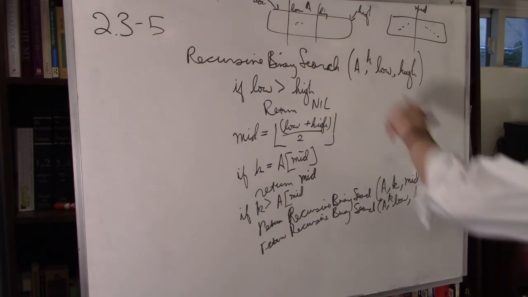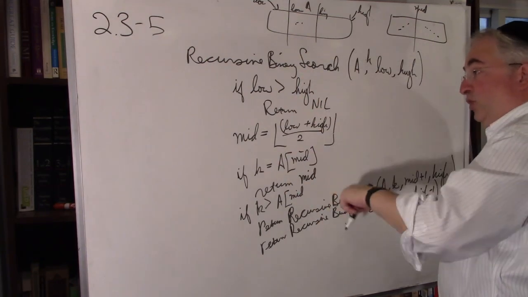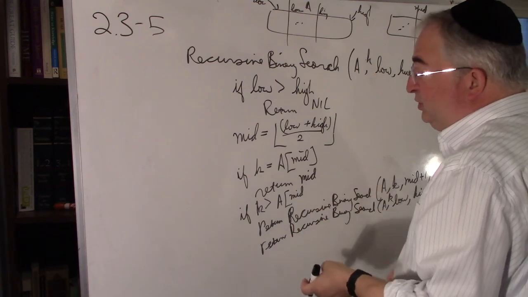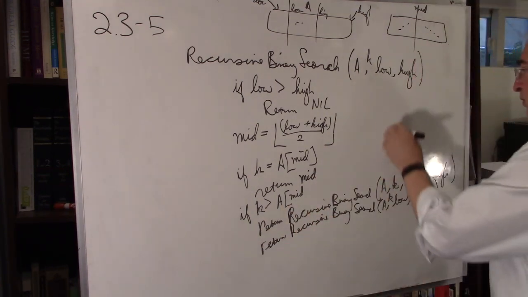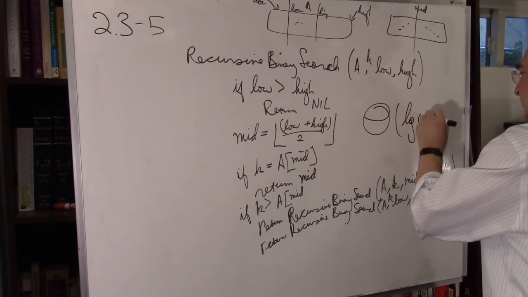And this algorithm, every time it calls itself, it's splitting its input into two. How many times does it call itself? How many times can the input be split? And so we do that. So this algorithm works in theta of log of n.